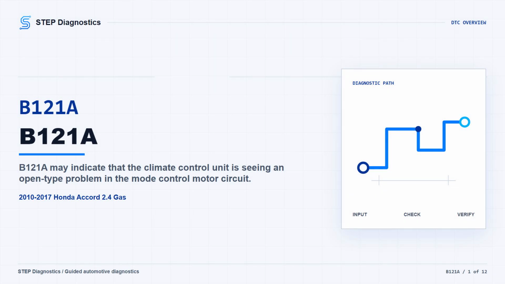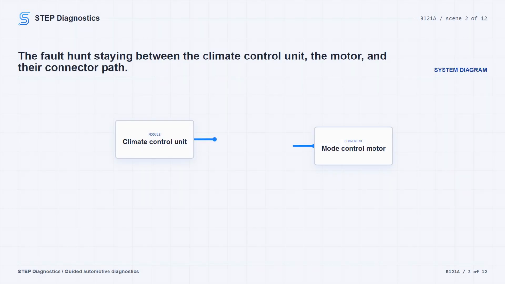On this 2010 to 2017 Honda Accord with the 2.4 gas engine, B121A points us toward the climate control unit, watching the mode control motor circuit and seeing an open type fault. In plain terms, this is the motor circuit that helps move air delivery between vent positions. The customer may notice airflow not changing outlets correctly, or the system can seem stuck in one mode.